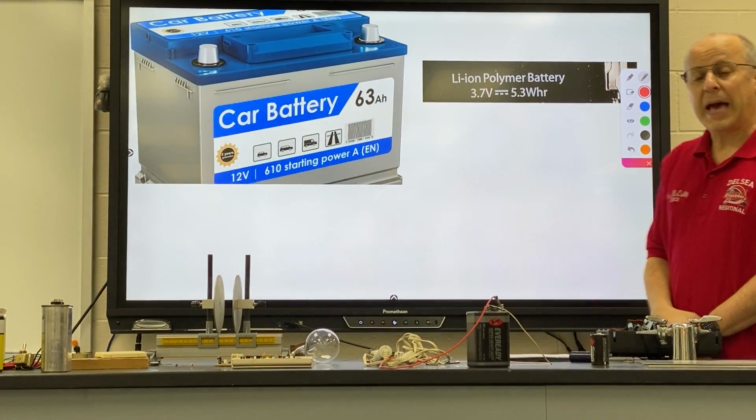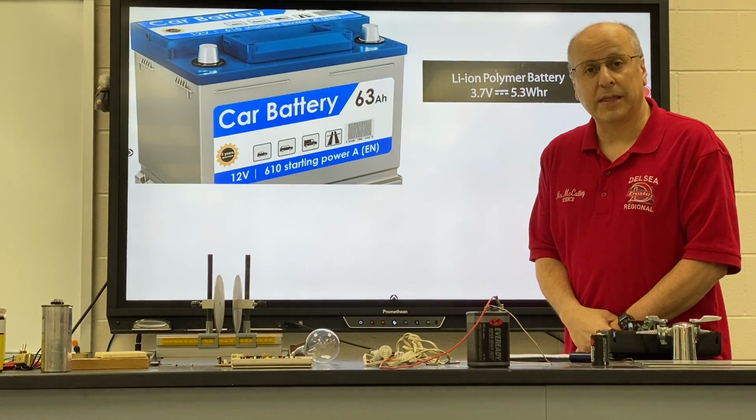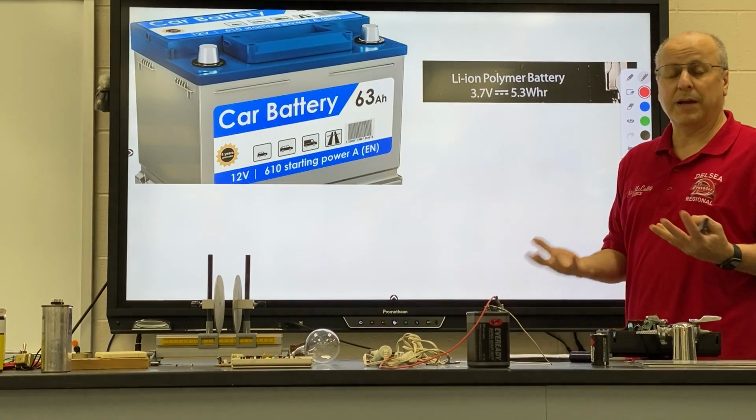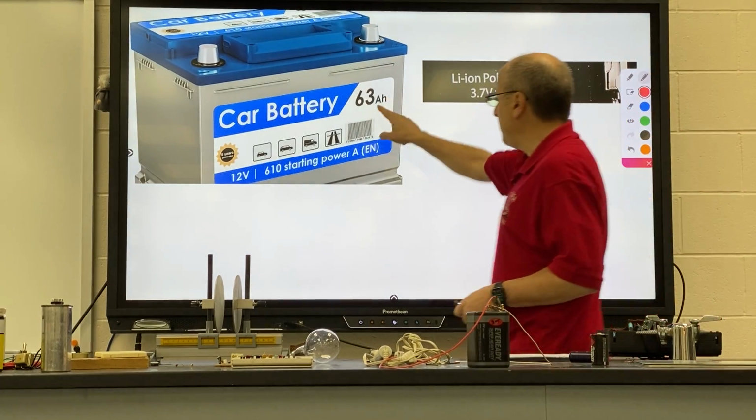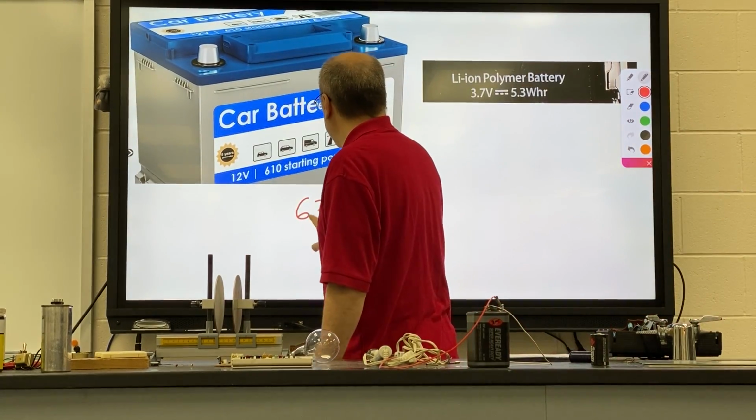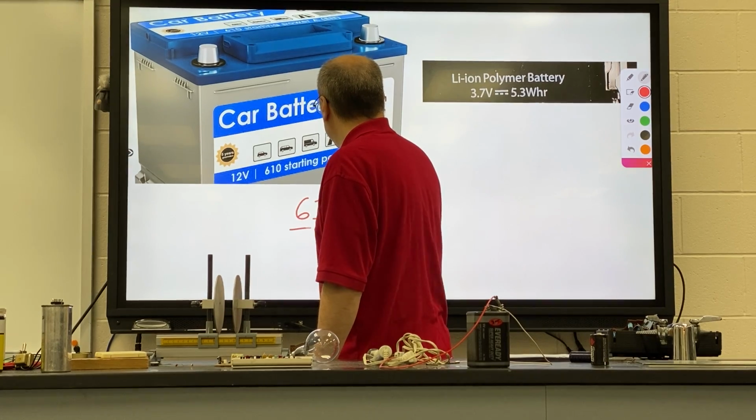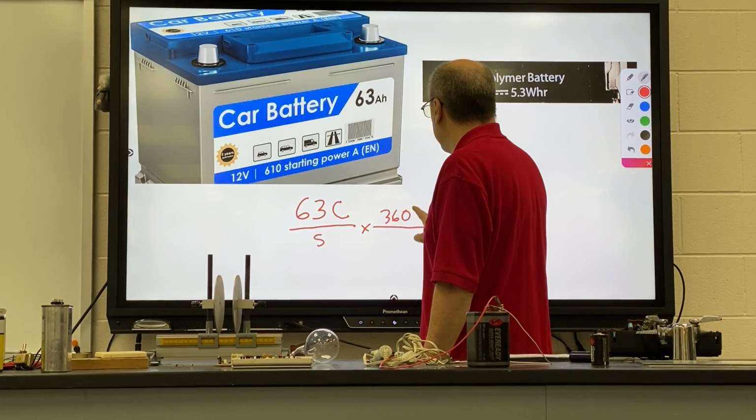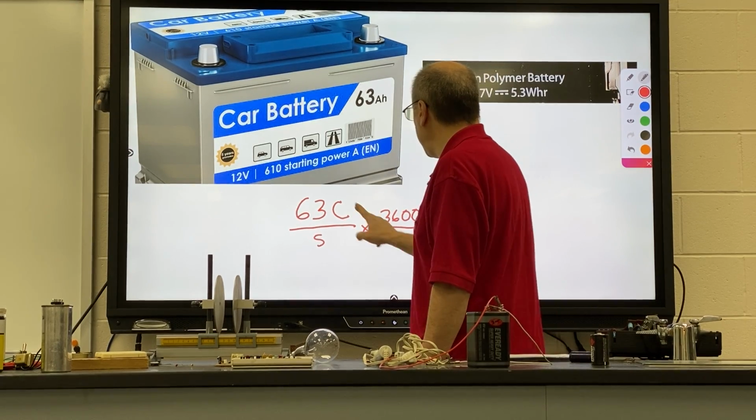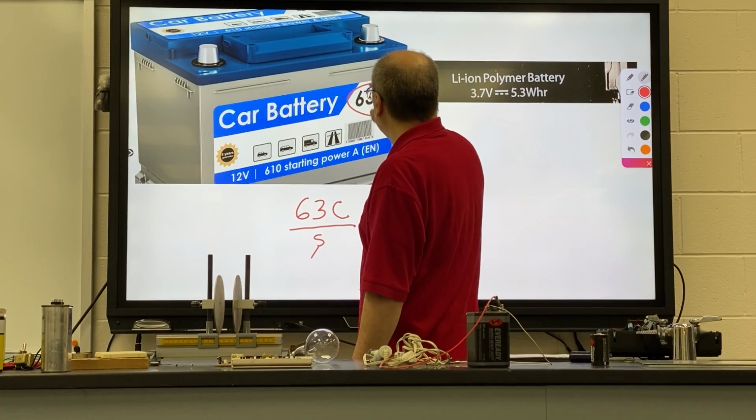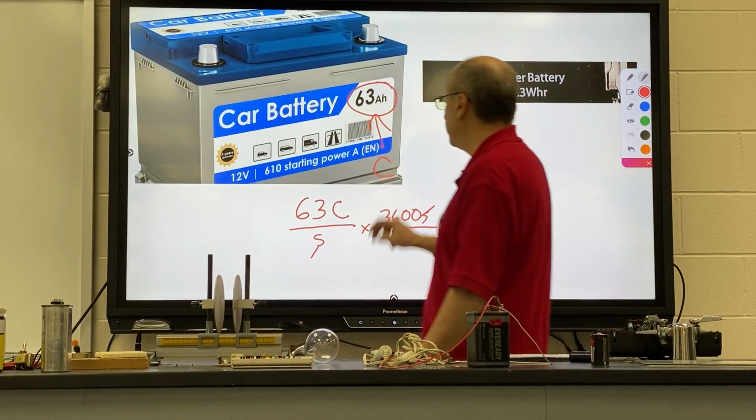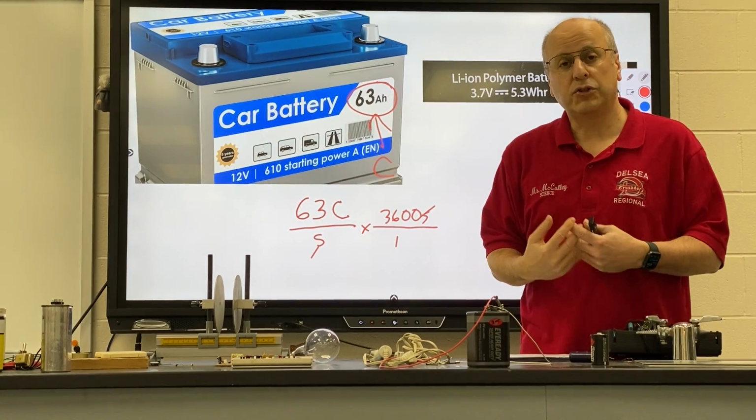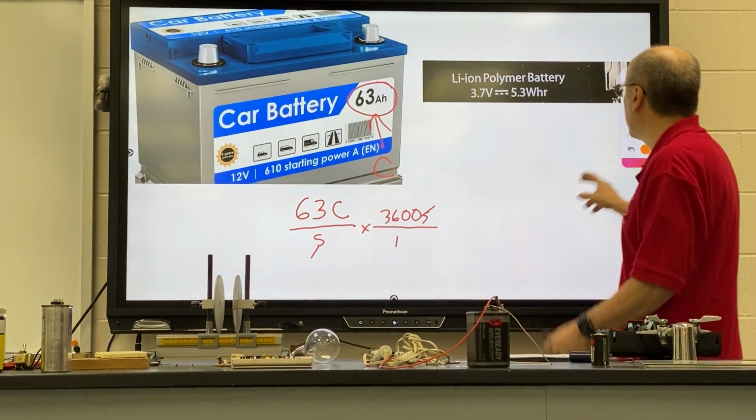You should remember that batteries sometimes are labeled with ratings, either amp hours or watt hours, sometimes both. Amp hours, remember, is going to be coulombs per second times 3,600 seconds. The seconds are going to cancel. So amp hours is a way of telling you coulombs. It's a way of telling you how much charge is on the fully charged battery.